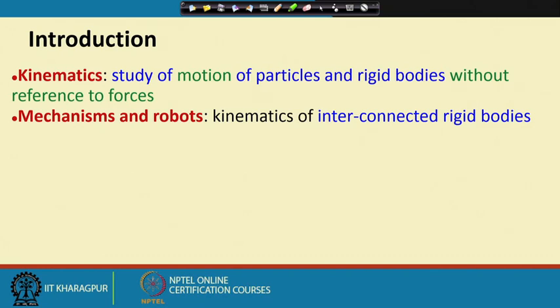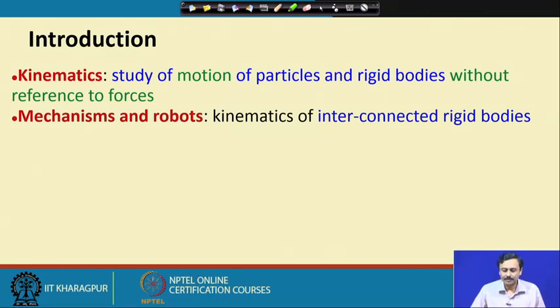When we come to mechanisms and robots, then the kinematics is of interconnected rigid bodies. Normally in kinematics we study particles and rigid bodies, but here in mechanisms and robots we have interconnected rigid bodies and we study the motion of such interconnected bodies. Now, that brings in a little bit of complication compared to a single particle or a single rigid body moving.